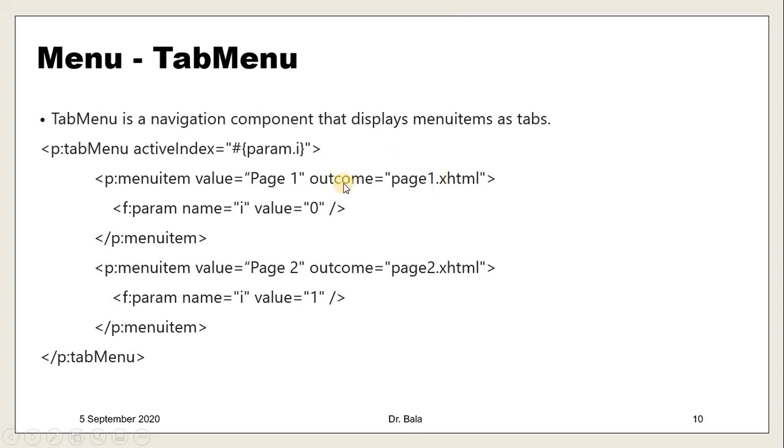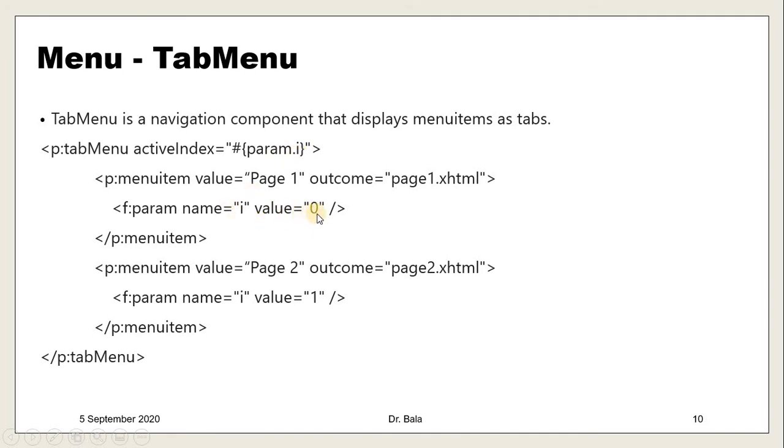In previous cases somewhere we said URL, somewhere we said action, and here it is an outcome. Outcome is the one which we are going to navigate to. Inside the menu item, we use f:param, and we state the name. The name is i, the variable which is called in the activeIndex. You can have any variable, whatever you want to connect. So the name represents the parameter, the param tag variable, and then the value.